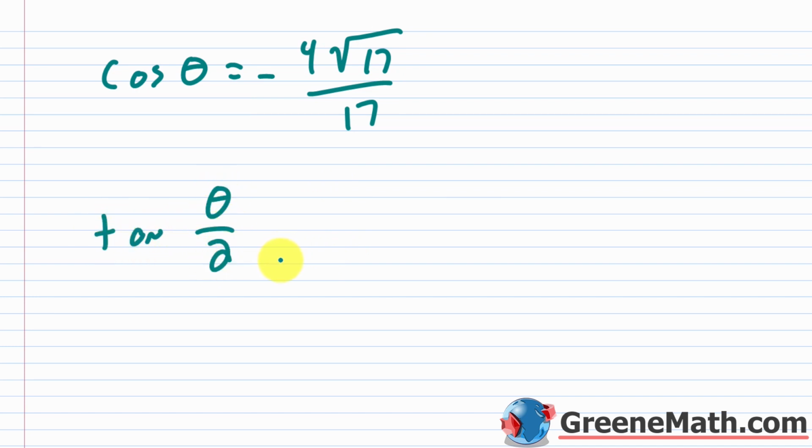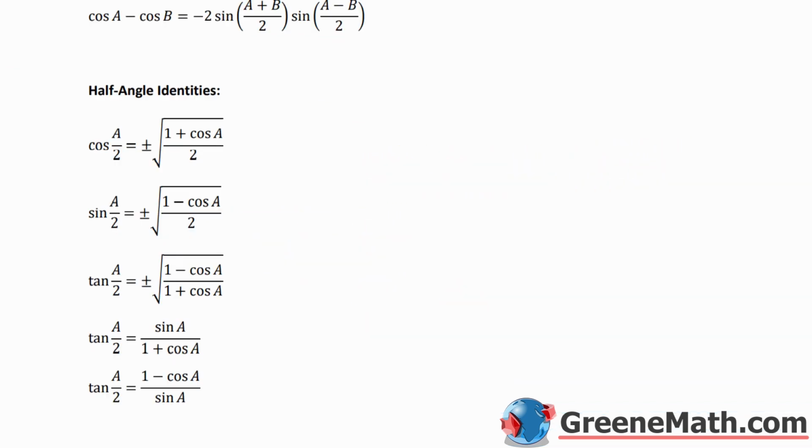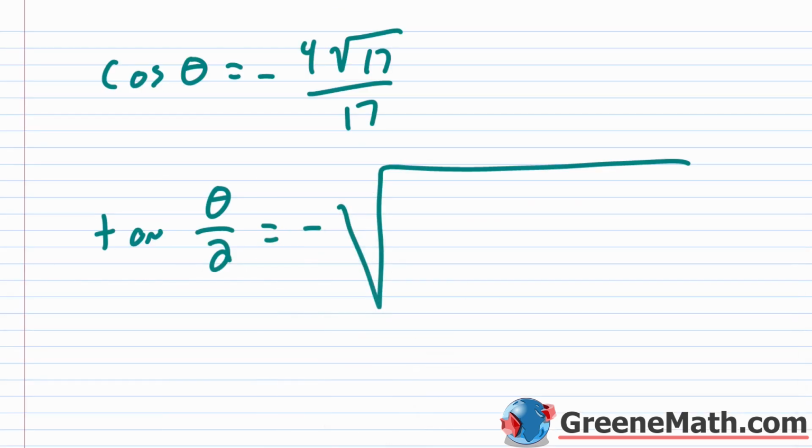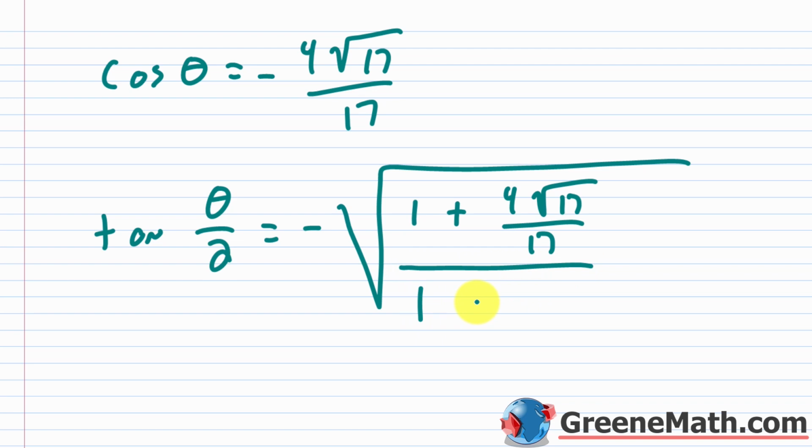Again, this is in quadrant 2. So I want to say this is equal to the negative of the square root of, if we go back, 1 minus the cosine of a over 1 plus the cosine of a, underneath the square root symbol. So this is 1 minus the cosine of theta, which is the negative of 4 times square root of 17 over 17. Minus a negative would be plus a positive, so this is 4 times square root of 17 over 17. Then this is over, down here, 1 plus your cosine of theta. Since this is a negative, we'll write minus 4 times square root of 17 over 17.